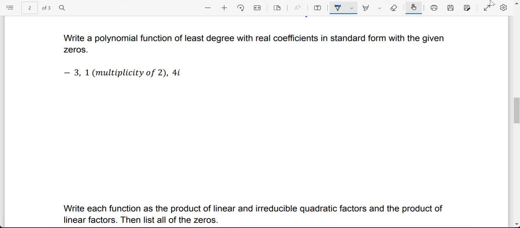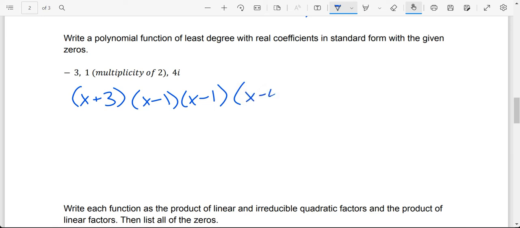In this case, I gave you the zeros. Write the polynomial function. Now, there could be multiple answers, but if you were to write other answers than the one I'm giving you, you're making life more difficult than what it needs to be. Okay? So I have a 0 of negative 3, so my linear factor is x plus 3. 1 with multiplicity of 2 is going to be x minus 1 times x minus 1. Then we have a 0 of 4i. So we have x minus 4i and x plus 4i.